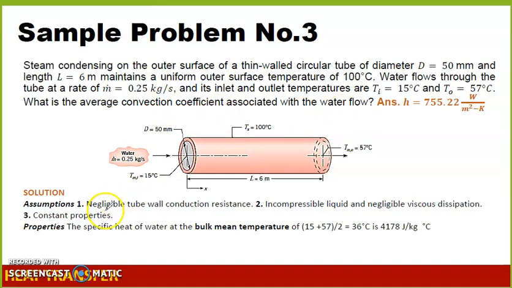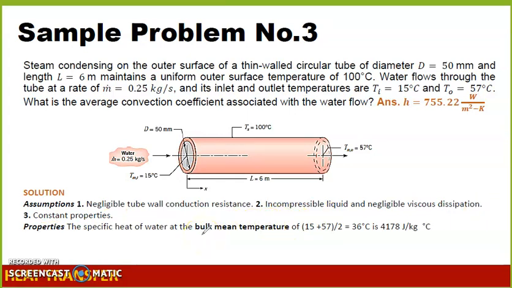So these are our assumptions. Negligible tube wall conduction resistance. This is a thin-walled circular tube, so conduction here is negligible. Incompressible liquid and negligible viscous dissipation. So there is no change in the density of the water as it changes its temperature. The properties are also constants to make our solution much easier and favorable to us.